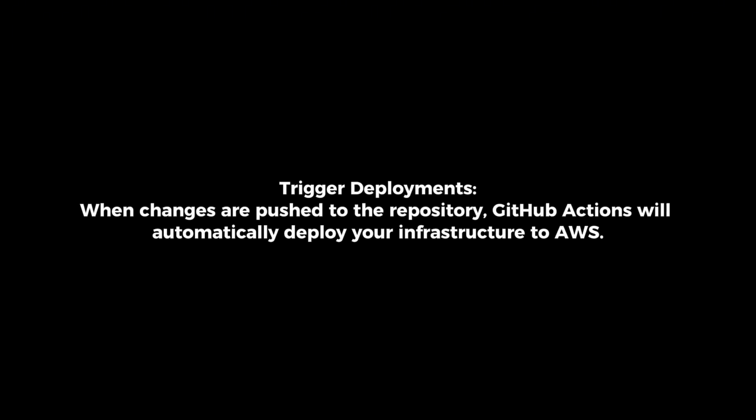Trigger deployments. When changes are pushed to the repository, GitHub Actions will automatically deploy your infrastructure to AWS.